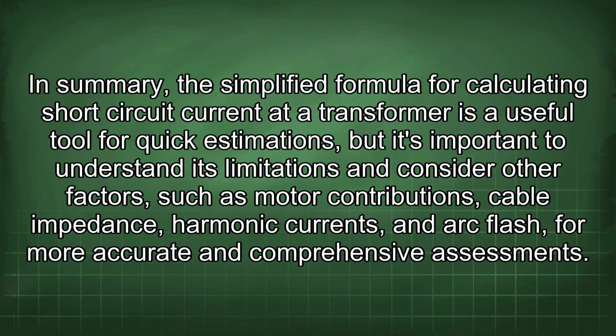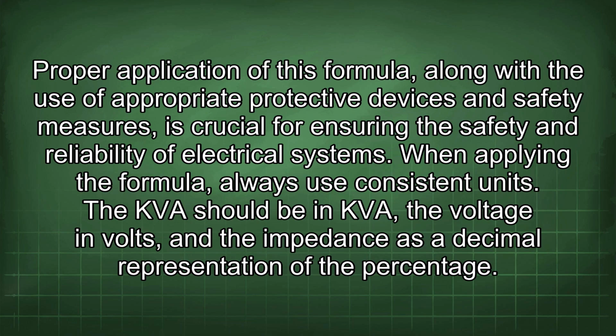In summary, the simplified formula for calculating short circuit current at a transformer is a useful tool for quick estimations, but it's important to understand its limitations and consider other factors, such as motor contributions, cable impedance, harmonic currents, and arc flash, for more accurate and comprehensive assessments. Proper application of this formula, along with the use of appropriate protective devices and safety measures, is crucial for ensuring the safety and reliability of electrical systems.